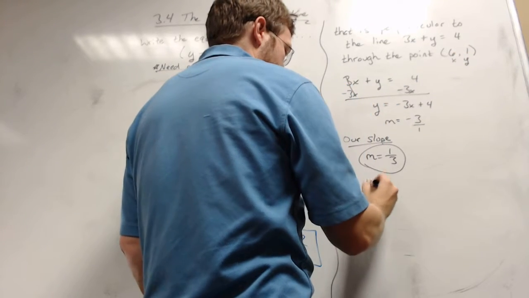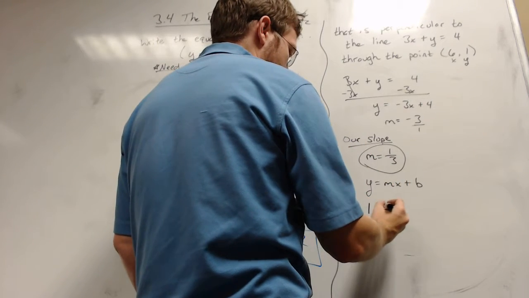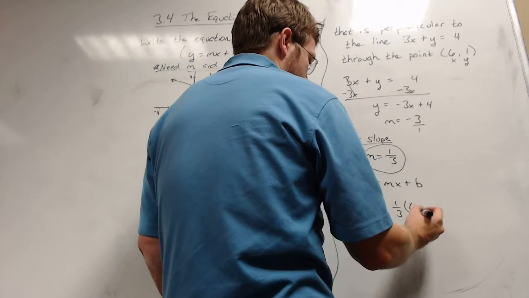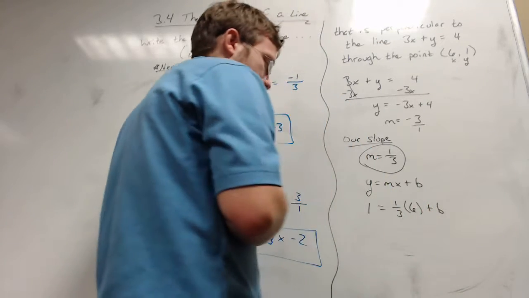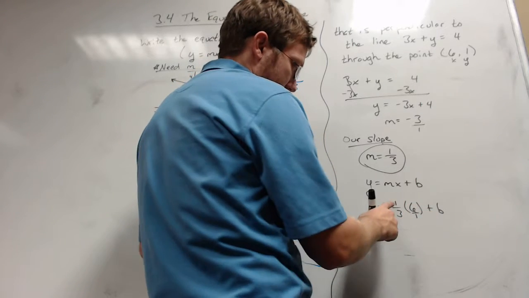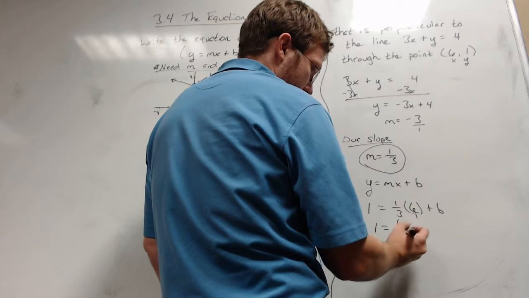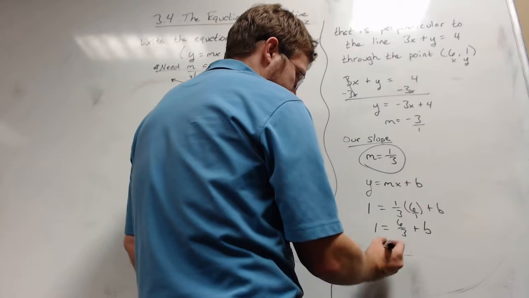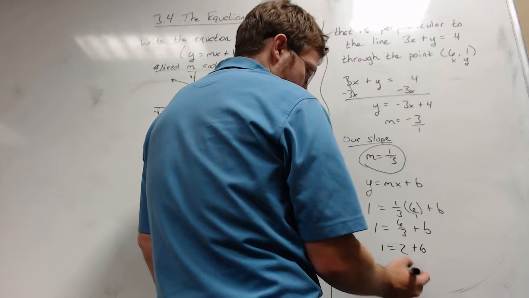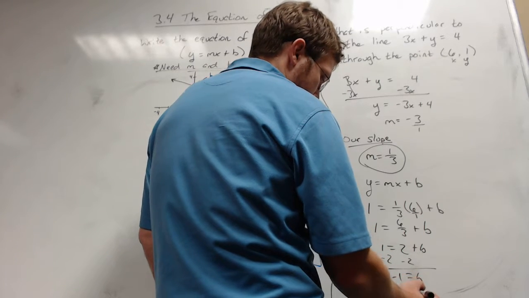And we can use those. y equals 1, m equals 1/3, x equals 6. And we can solve for b. Again, we have to deal with some fractions. Not a problem in this case. Multiply across. 1 equals (1 times 6) over (3 times 1). This one works out very nicely. This simplifies to 2. Then we can add a negative 2 to both sides and solve b equals negative 1.